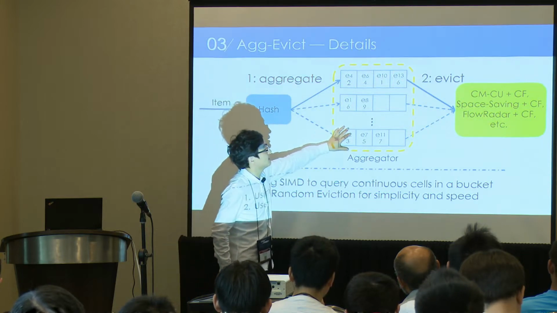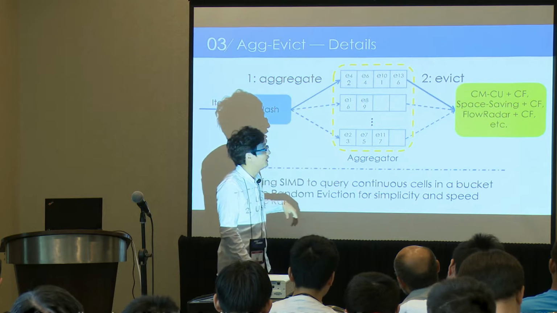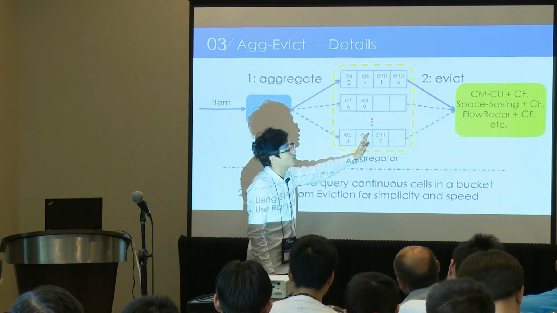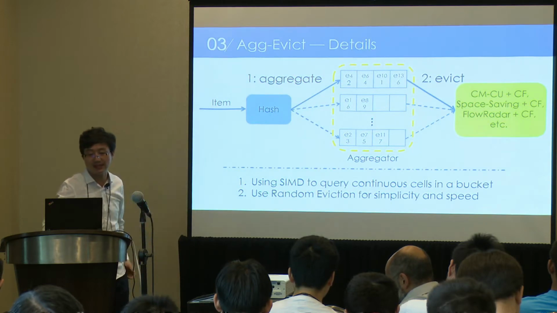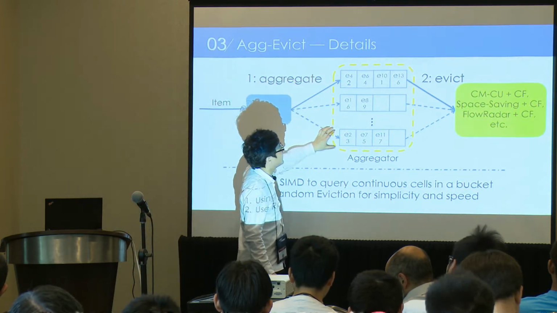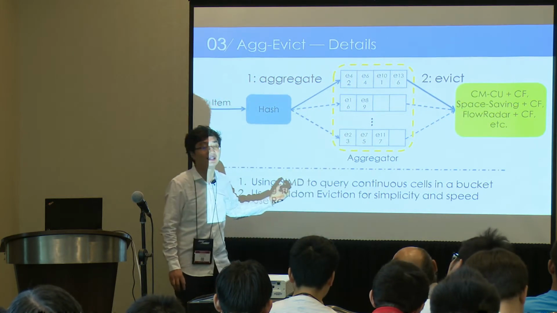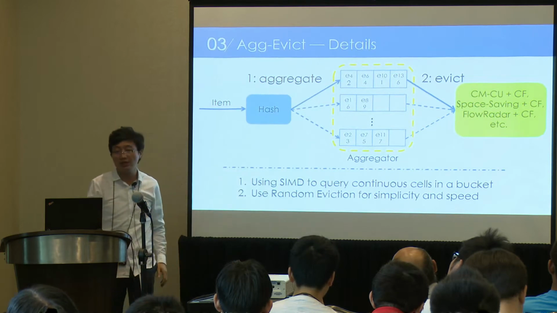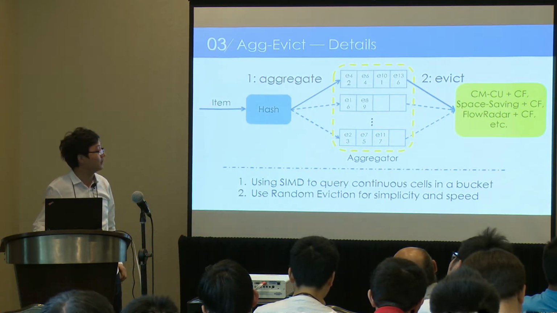Because we want to achieve very fast speed, we just randomly choose one to kick out. This is because for each insertion, we need to check whether the incoming item appears in this bucket. We use SIMD to achieve faster queries.